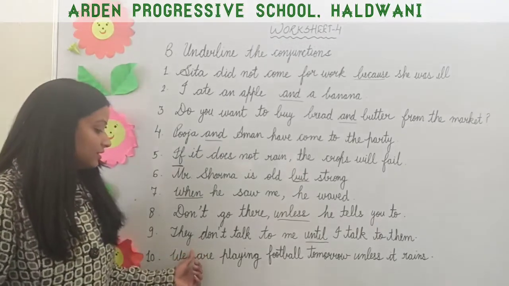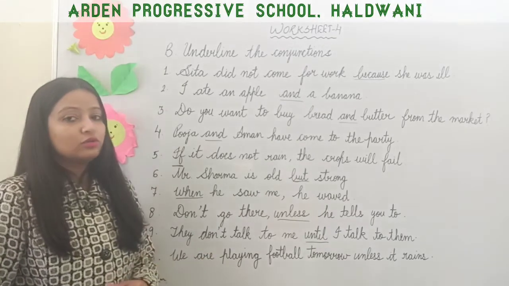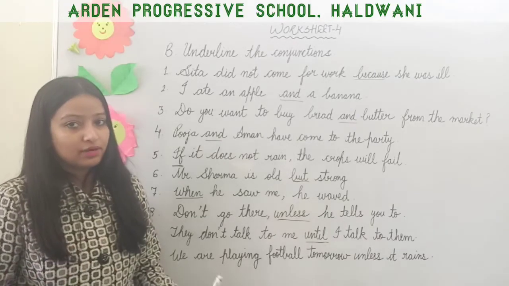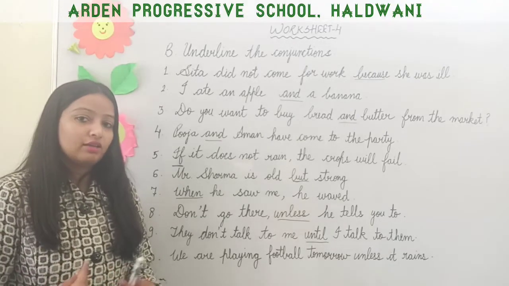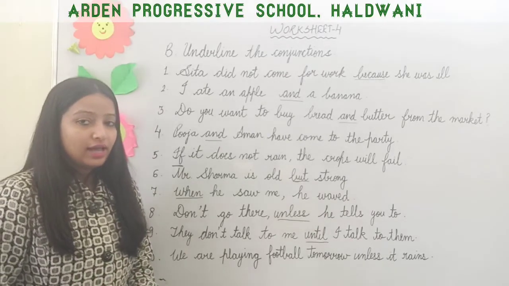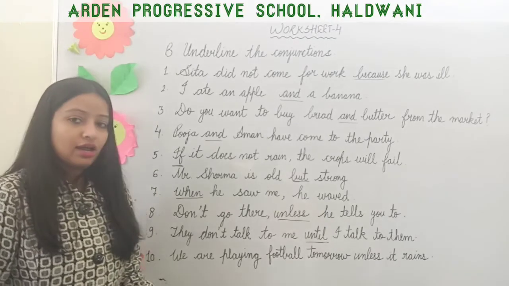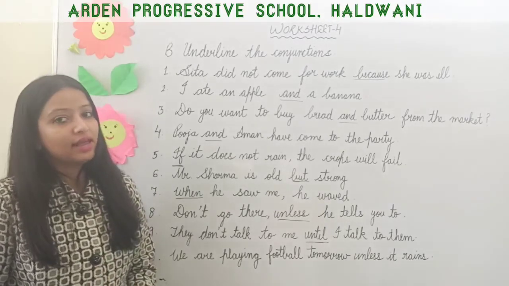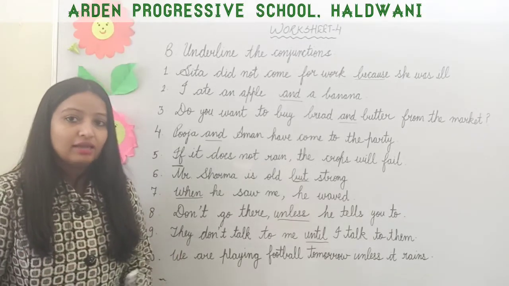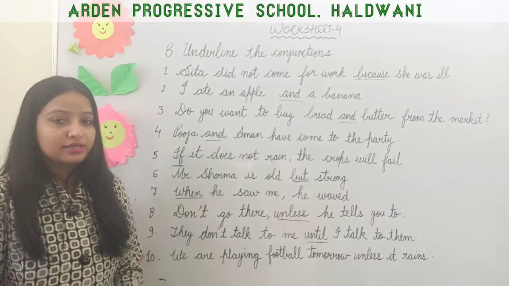Next is "They don't talk to me until I talk to them." So when do we use until? What is the meaning of until? The meaning of until is up to the particular time. So when we are involving time, indirectly, then we use until. Here we are involving time indirectly. We don't know the exact time, but we know that the time is there. That's why its meaning is up to the particular time.